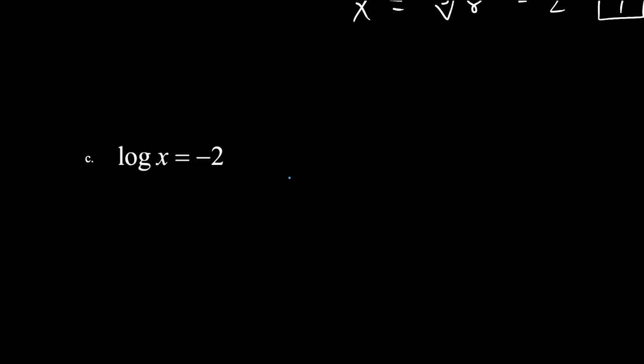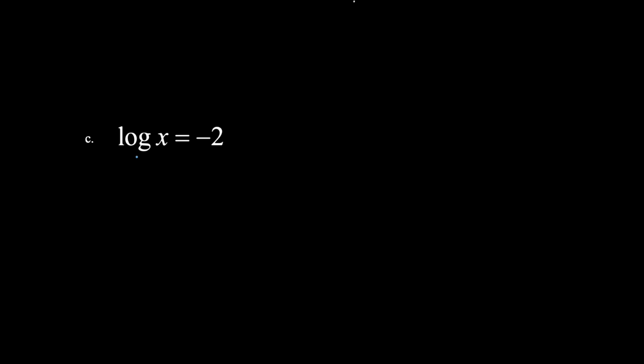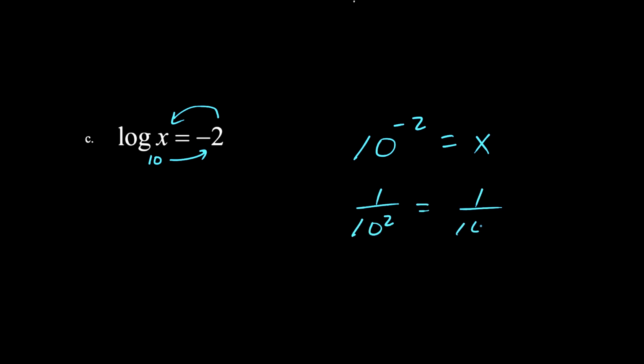Okay. Part C, I don't see a base here, so when there's no base for a log, it is a common log, which is used often in science. So we have a base of 10 that we're going to raise to the -2 to equal the x. So we have 10 to the -2 equals x. Many of you will rewrite this as 1 over 10 squared, which is 1 over 100, which is the value of x.